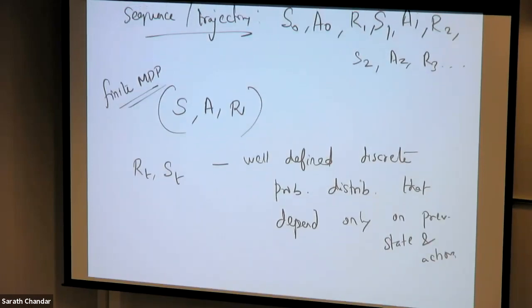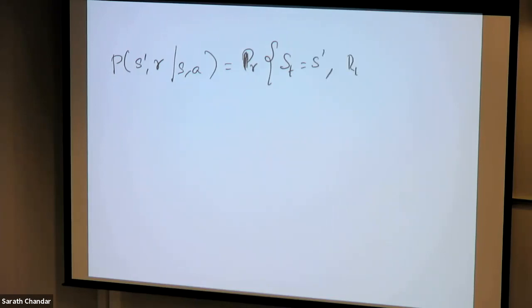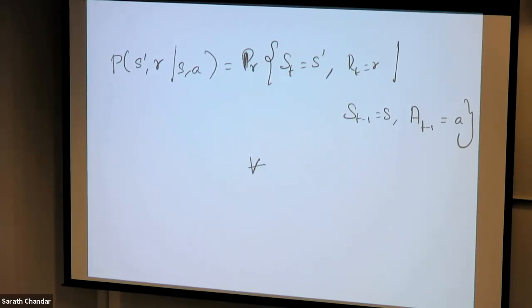Okay, so I'm going to define this probability distribution, the probability of the next state and reward given my current state and action. This is basically the probability that S_t is equal to S', R_t is equal to R, given S_{t-1} is equal to S and A_{t-1} is equal to A, for all S' and S belonging to the set of states, R belonging to my reward distribution, and A belonging to the action space of S.